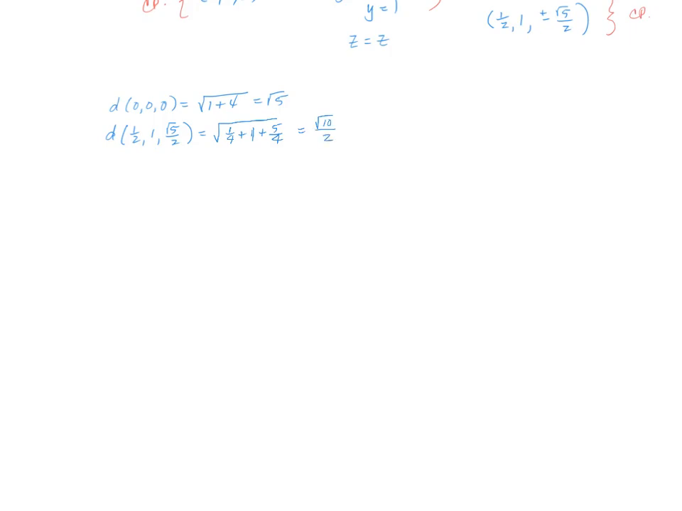So the square root of 10 over 2 is smaller than the square root of 5, which means the square root of 10 over 2 is our minimum distance. So going back to what we were supposed to find, we were supposed to find the minimum distance. Notice that this minimum distance actually happens at 2 points on the cone. 1/2, 1, positive square root 5 over 2, and 1/2, 1, negative square root 5 over 2. However, we weren't asked to find the point that corresponds to the minimum distance. All we were asked to find was the minimum distance.